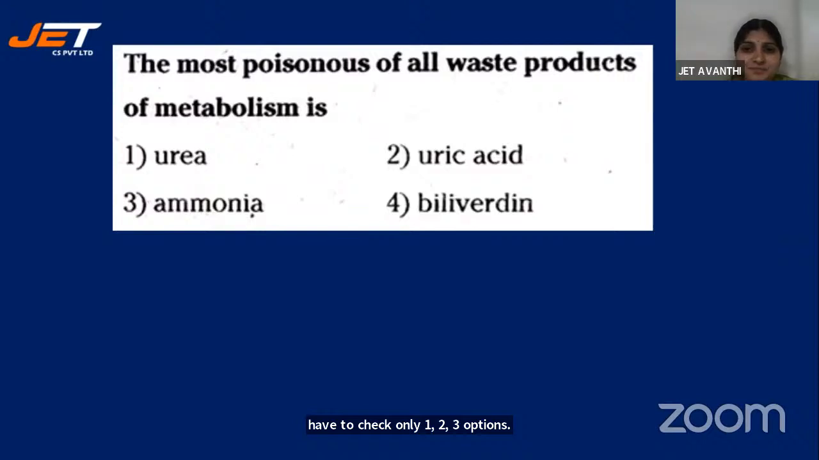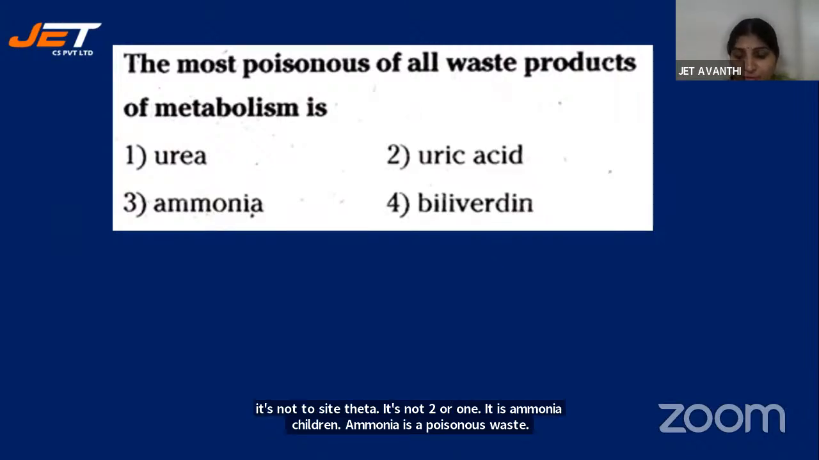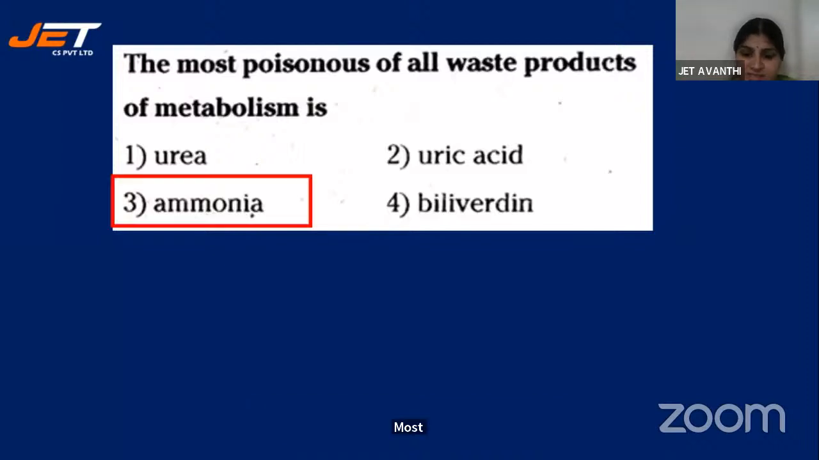What's the answer? No, it's not 2, Sai Teja. It's not 2 or 1. It is ammonia, children. Ammonia is a poisonous waste. It's the most dangerous poisonous waste. Okay, ammonia is the answer.